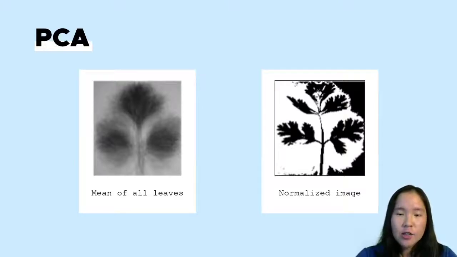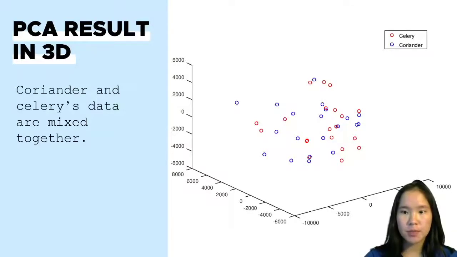For PCA, I used 20 leaf images with white background for each class. By using PCA, I look for the mean of all leaves and then normalize it. Normalize means each data minus the mean of all leaves. This graph shows PCA in 3 dimensions, and as you can see, the data points are still mixed together, which means we cannot differentiate both species in 3 dimensions.